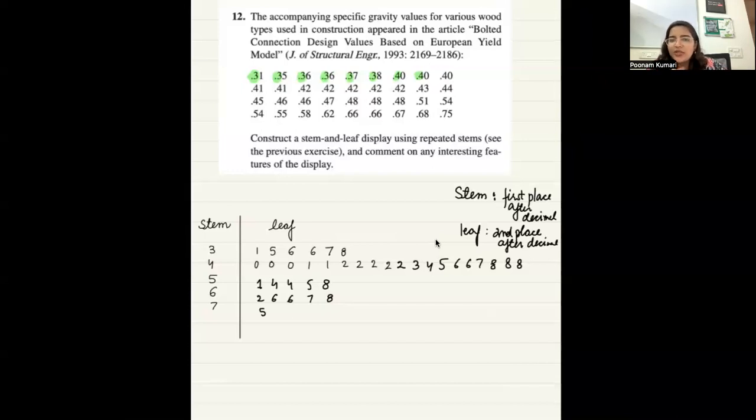Okay. Ma'am, what about skewness? Okay. So where is it skewed? Which tail is longer?